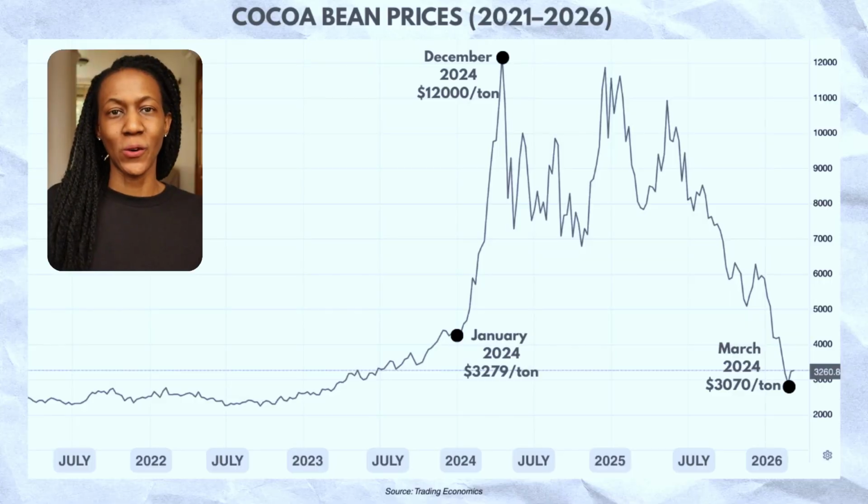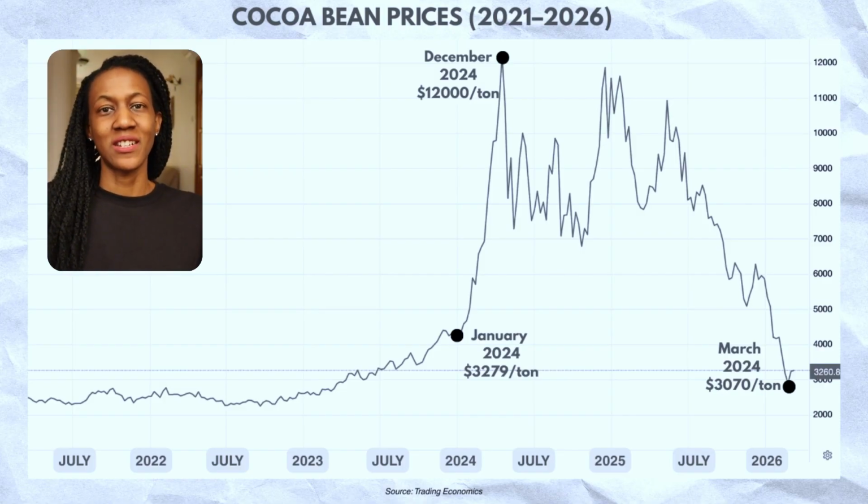As a result, the price of cocoa rose from $3,279 in January of 2024 per metric ton of cocoa, which is per 1,000 kilograms of cocoa, to a high of $12,000 per metric ton in December of 2024. Since then, the price of a metric ton of cocoa has reduced to about $3,000 per metric ton at the time of recording this video. So it's a very volatile market. It's not just cryptocurrencies that experience volatility in prices.